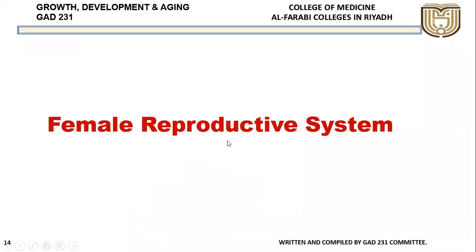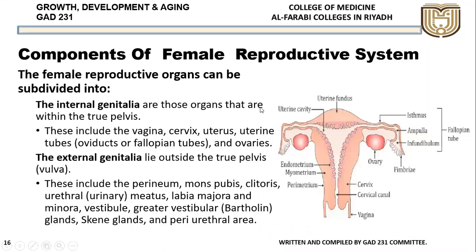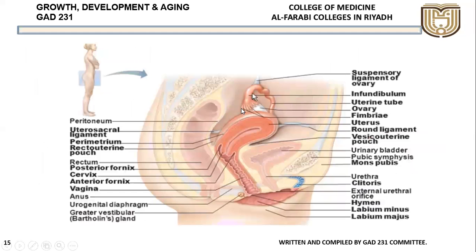Coming to the female reproductive organs, if you take a section at this level, this is the pelvis, and here you can see the female reproductive organs. This is the uterus, and this is the vagina. These are the fallopian tubes, and here are the ovaries on either side. The components of the female reproductive system are again divided into internal and external. The internal organs are present within the true pelvis.